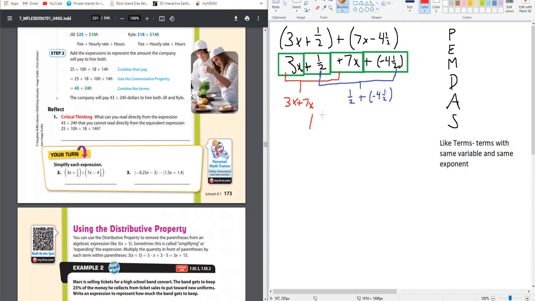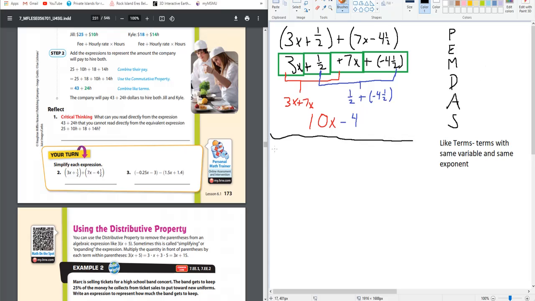3x plus 7x, 10x. 1 half plus negative 4.5, that's just going to be negative 4. So the final answer for this will be 10x minus 4. Now, there's nothing else we can do. These are not like terms, so we can't really do anything else.